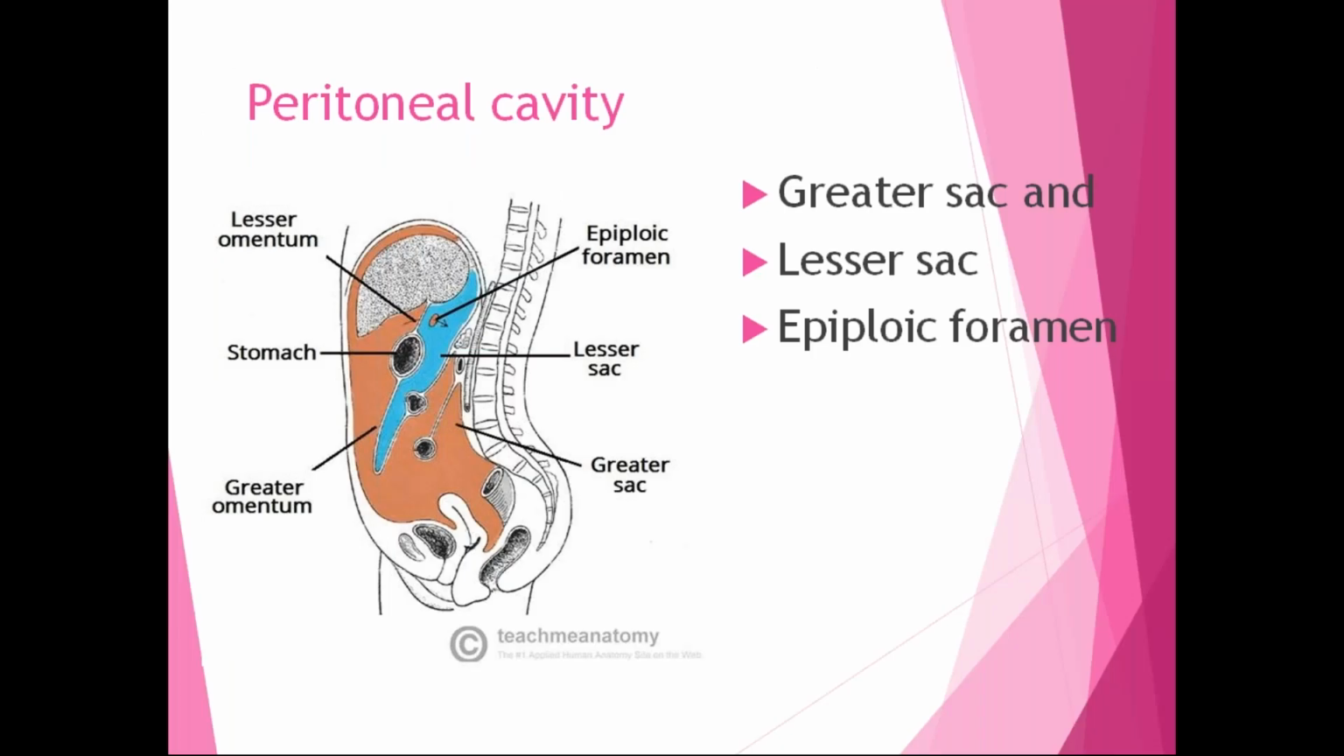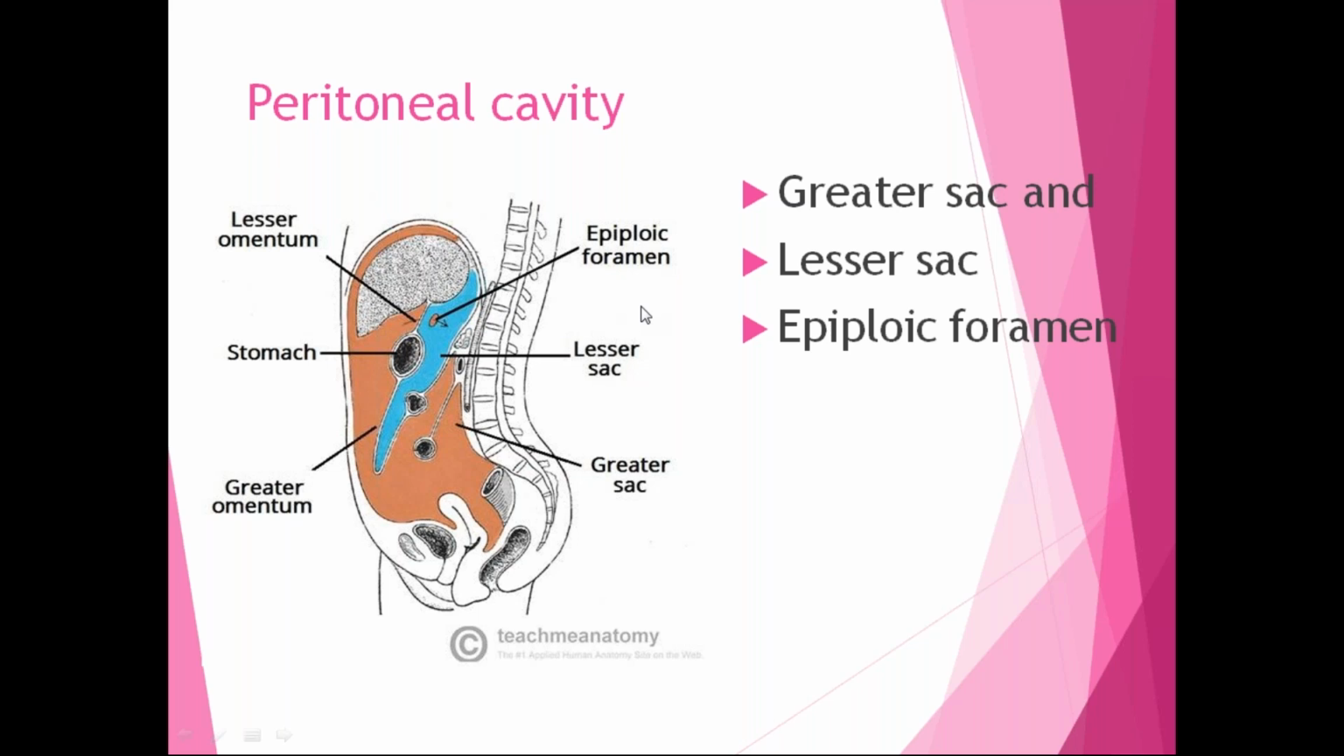Now the peritoneal cavity is the space between the parietal and visceral layer. Here it is marked in red color and blue color. So this is the peritoneal cavity. It is divided into greater sac and lesser sac. Both are connected by a vertical slit-like opening that is called the epiploic foramen.